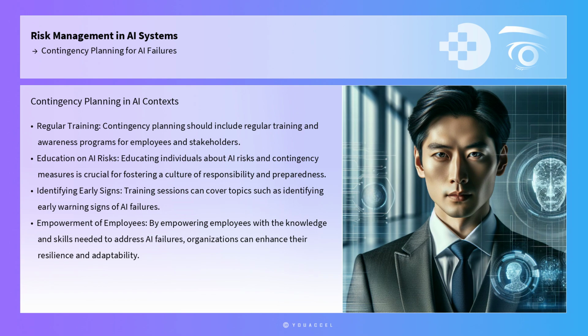Moreover, contingency planning should include regular training and awareness programs for employees and stakeholders. Educating individuals about AI risks and contingency measures is crucial for fostering a culture of responsibility and preparedness. Training sessions can cover topics such as identifying early warning signs of AI failures, understanding the limitations of AI models, and effectively utilizing contingency tools and frameworks. By empowering employees with the knowledge and skills needed to address AI failures, organizations can enhance their resilience and adaptability.